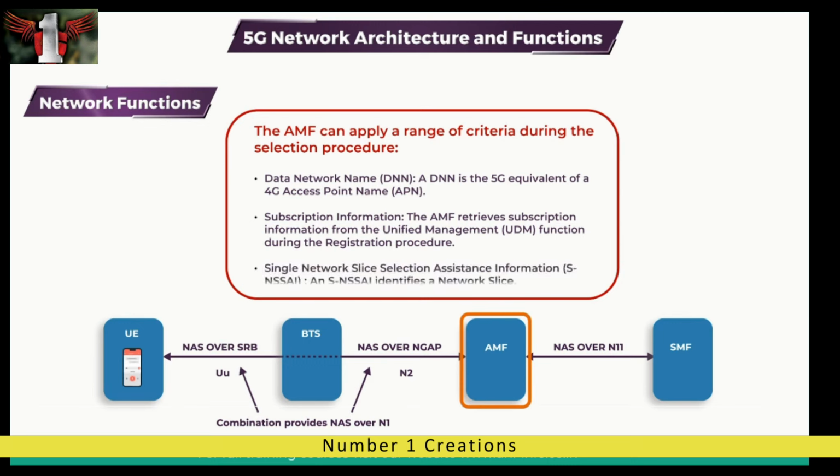Third, Single Network Slice Selection Assistance Information. An S-NSSAI identifies a network slice. It comprises a slice or service type, SST, and a slice differentiator, SD. The SST defines the expected network behavior. For example, value 1 refers to enhanced mobile broadband, eMBB, and value 2 refers to ultra reliable low latency communication, URLLC. The SD allows differentiation of services belonging to the same SST.